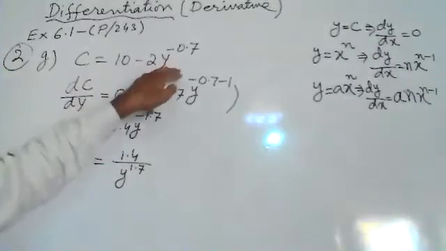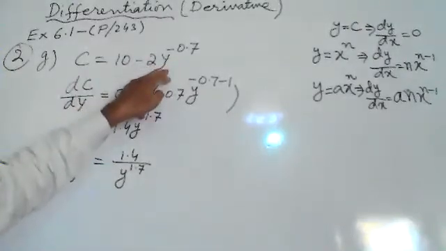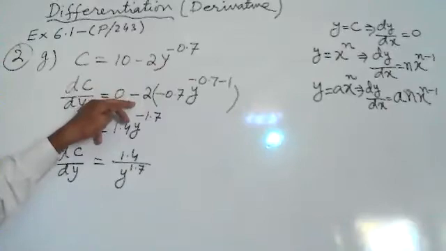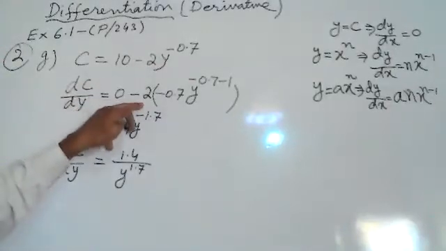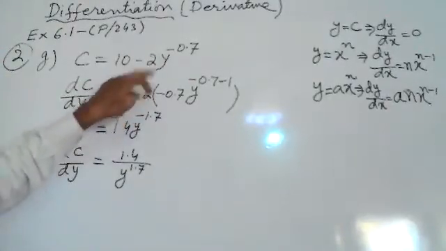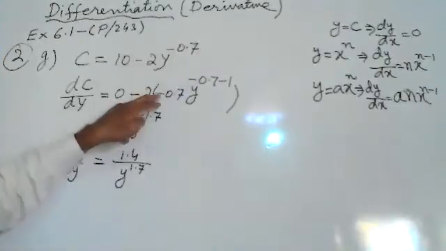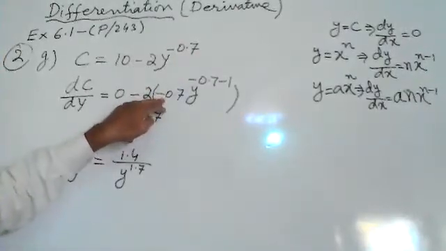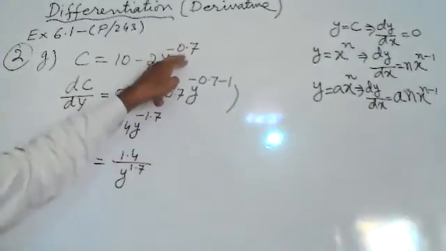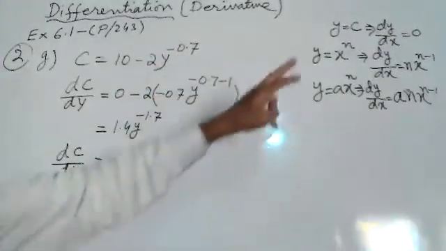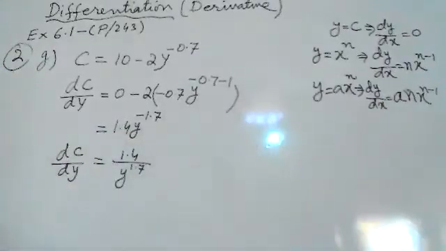Now we have to differentiate this. This 2 is associated with y, so 2 will be written as it is, the minus sign stays in its place, and it will be multiplied with the derivative of y raised to power minus 0.7. And what will be the derivative of y raised to power minus 0.7? So minus 0.7 will come down, it will be multiplied with y raised to power minus 0.7 minus 1. We have to do minus 1 in every case.